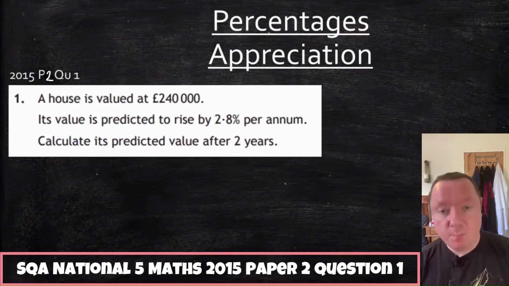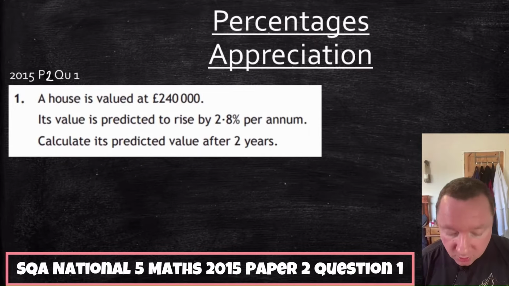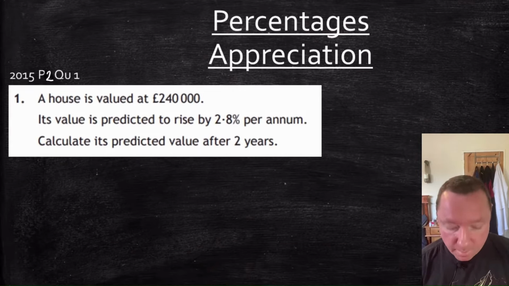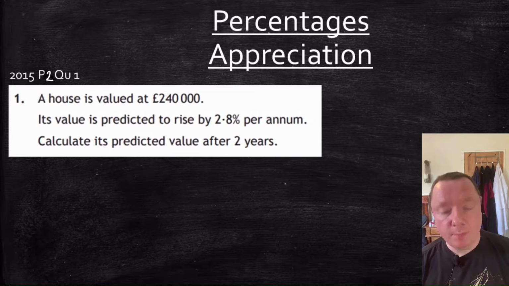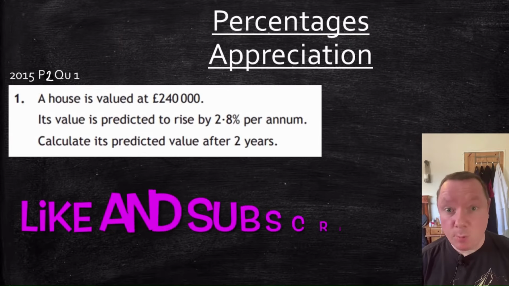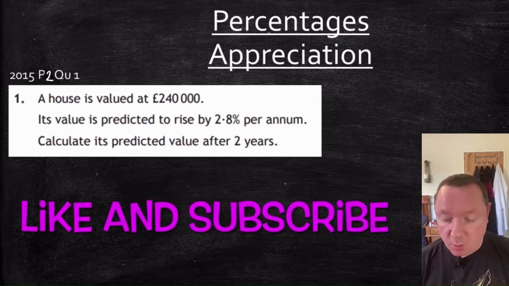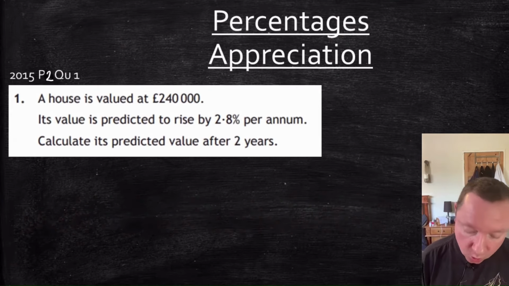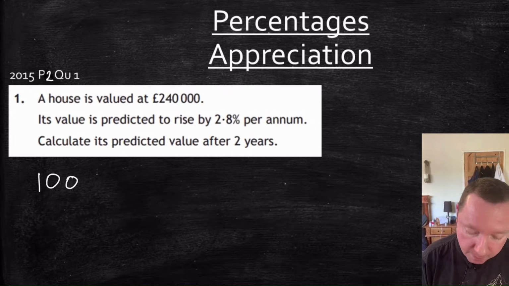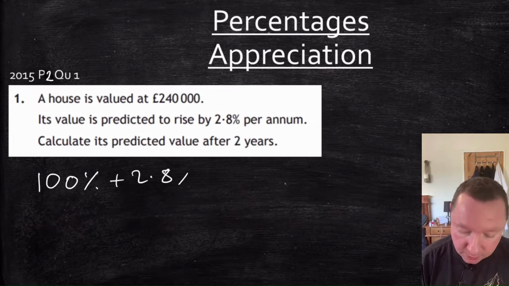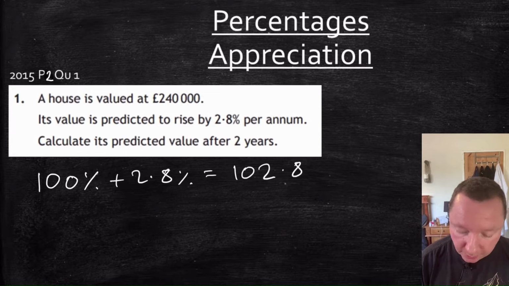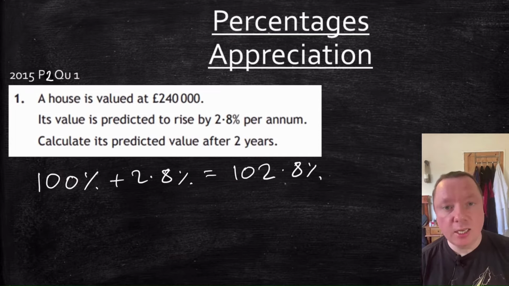From a 2015 paper 2 question 1, a house is valued at £240,000. It's predicted to rise by 2.8% per annum. Calculate its predicted value after 2 years. Step 1's always the same. We need to find the multiplier, what we're going to times by. So we're starting off with 100%, and it's rising by 2.8%. So that gives me 102.8%. Now we need to change that to a decimal.